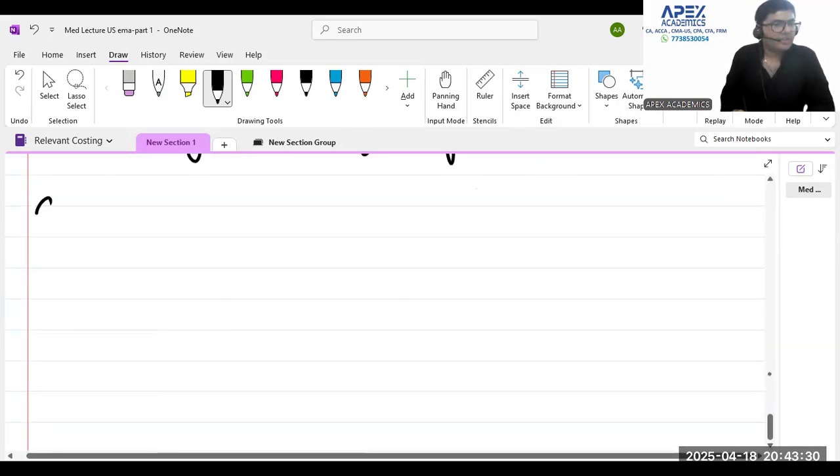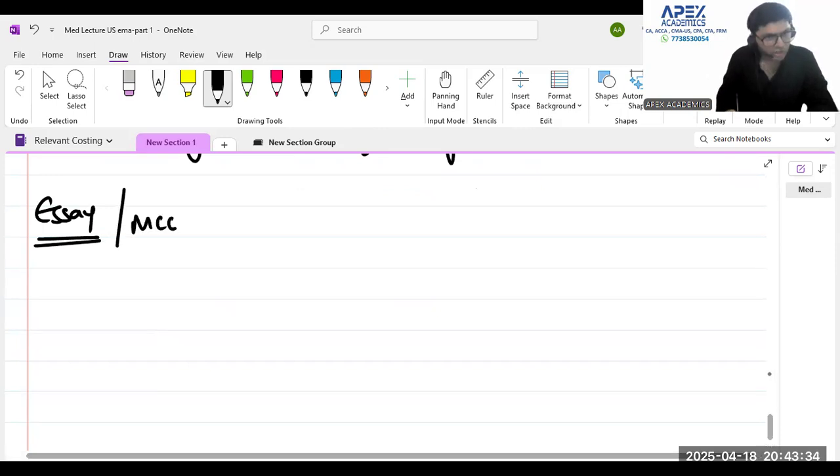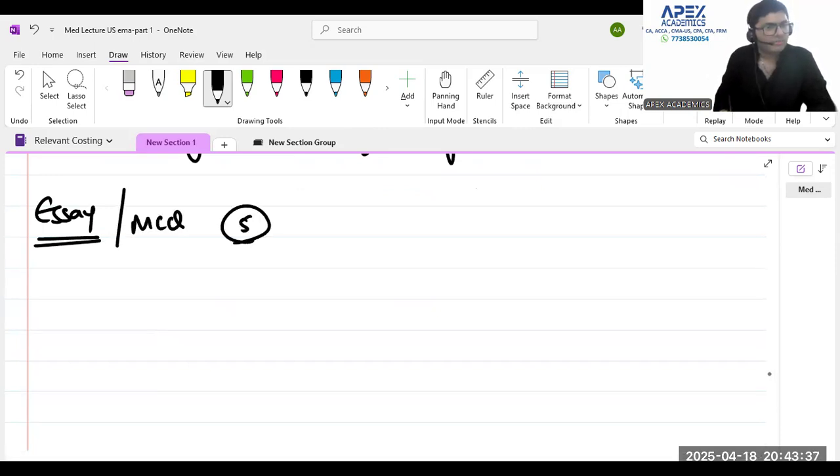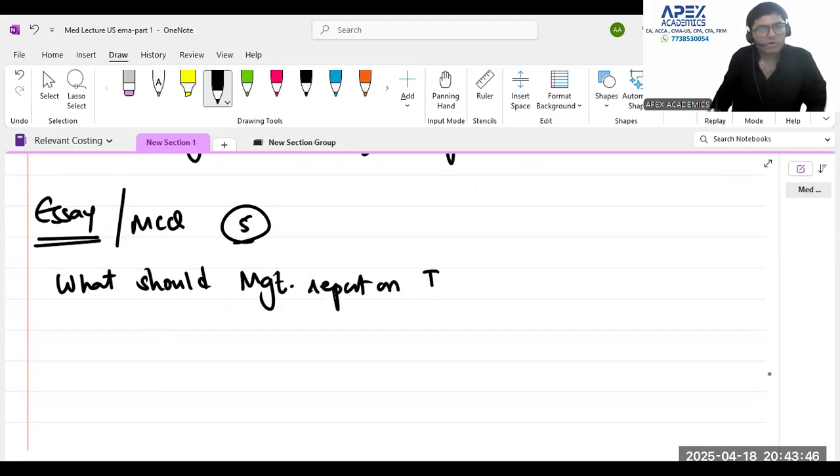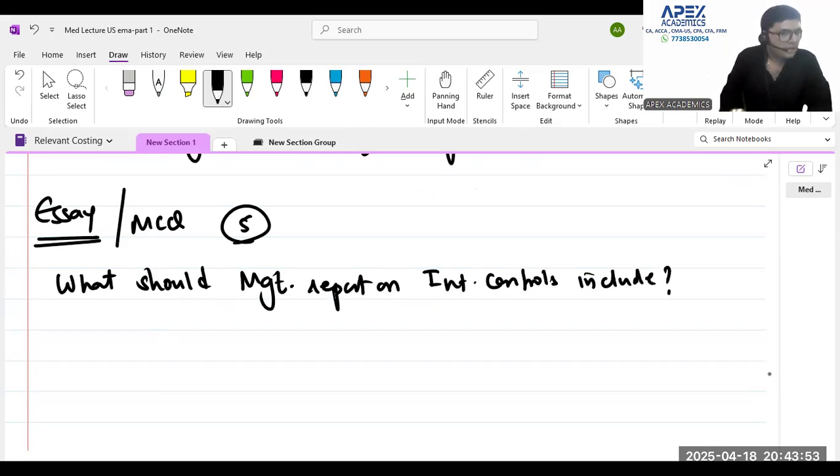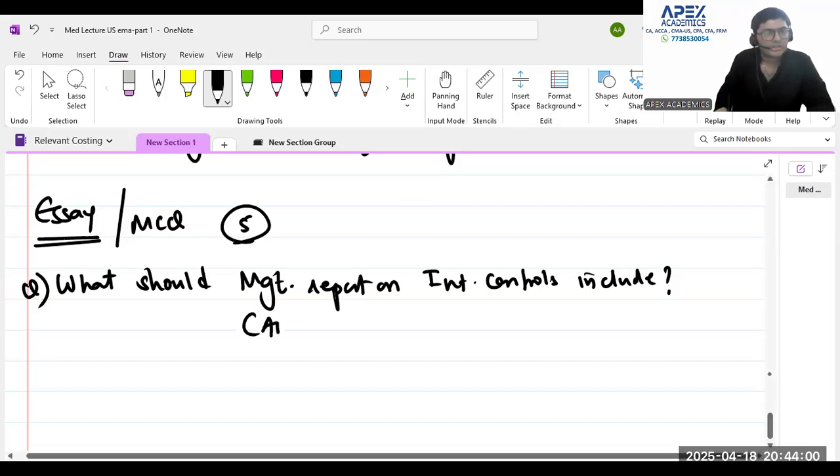Essay type question. It can also come in MCQs. That is now concept number 5. The question is, what should the management report on internal controls include? What is the question? What should the management report on internal controls include? And of course, this is as per SOX.